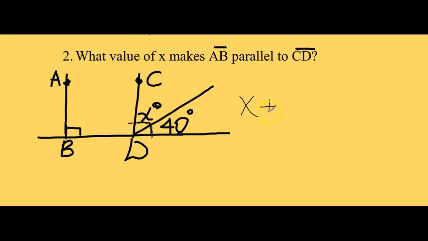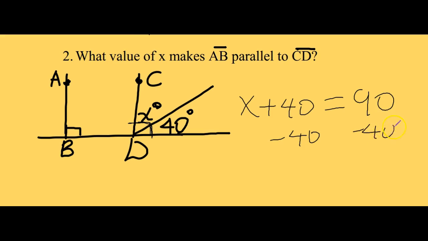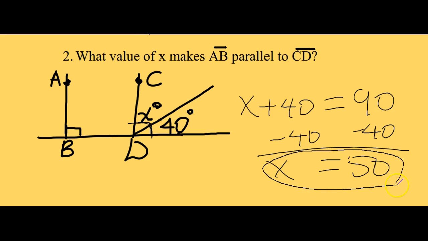So x plus 40 has to equal 90. If we subtract 40 from both sides, x is going to equal 50. So for us to make segment AB parallel to CD, we have to make x to be 50, to be able to have the 90-degree angle here correspond to the 90-degree angle here.